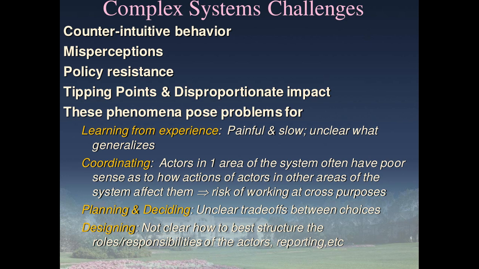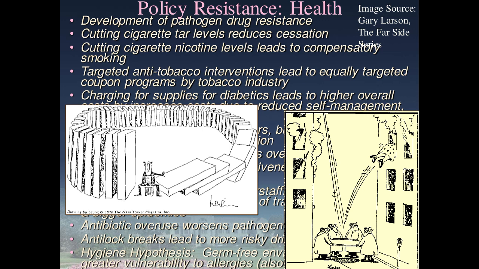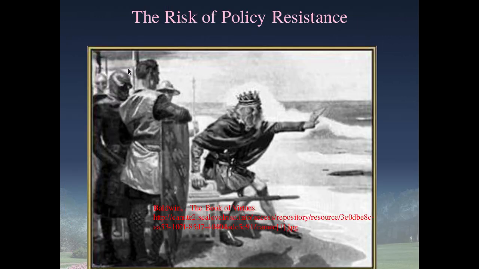It raises challenges for planning and deciding because there are unclear trade-offs between choices and for how to design a system most effectively. So we get circumstances where we end up solving one problem and being bounced into another, for example. Or where we put in place a set of actions which ripple around to cause us grief afterwards. Not infrequent within the space of health, and I've listed a bunch here that are indicative of that.